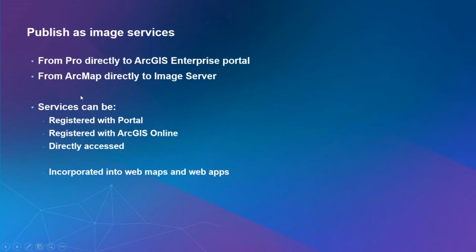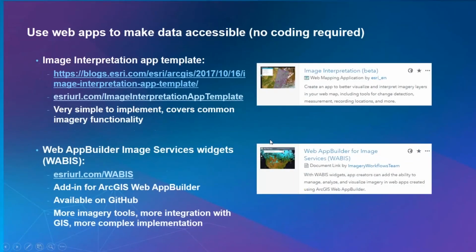Once you have your mosaic datasets, you can publish them as image services, either directly from Pro to ArcGIS Enterprise, or from ArcMap directly to an image server. And these services, once you've published them, you can register them either with Portal or with ArcGIS Online, or you can directly access them from your applications and incorporate them into web apps. So these web apps can be very quickly put together. No coding is required in some cases.